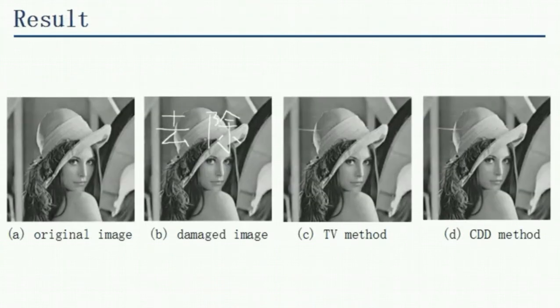Then this is the result of the two methods. As it shows, the original image is a standard linear image of 512 by 512 pixels. The B picture is the damaged one. Then C and D are the inpainting results of the TV method and the CDD method. We can see that both methods basically fix the image, but there are still some unrepaired areas. This means that both methods still need to be improved.